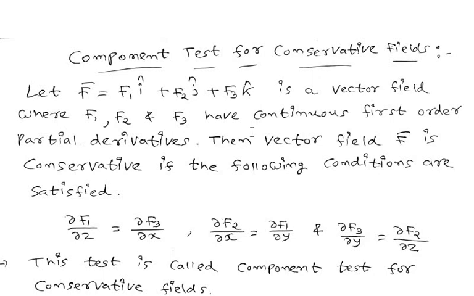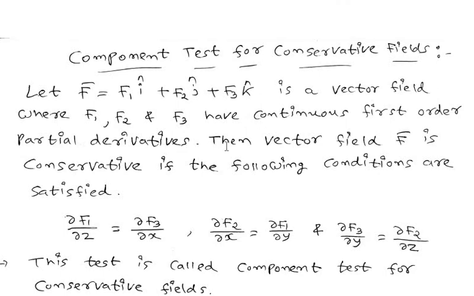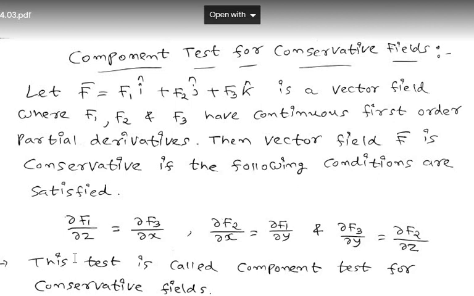For the vector field to be conservative, its curl is 0: curl f bar equals 0. If we find the curl of f bar, that will be the determinant with rows i j k, del by del x, del by del y, del by del z, and then f1, f2, f3. If you find that determinant and equate it to 0, you will get this same result. So this is nothing but the component test for the vector field to be conservative.